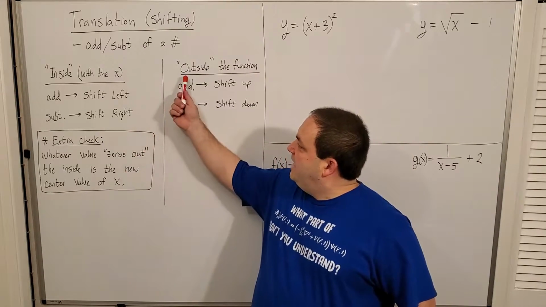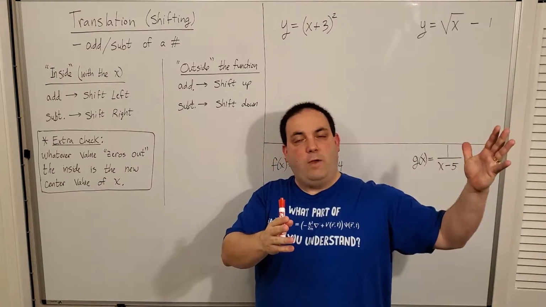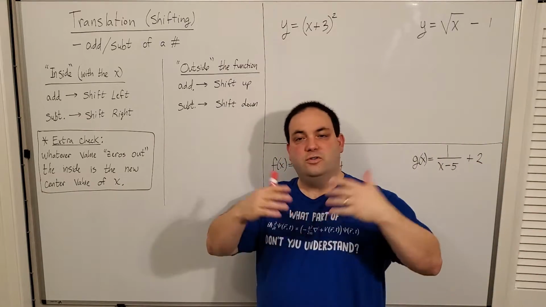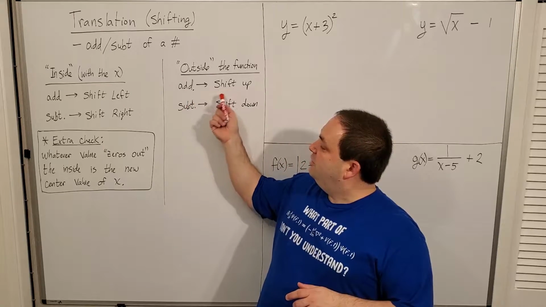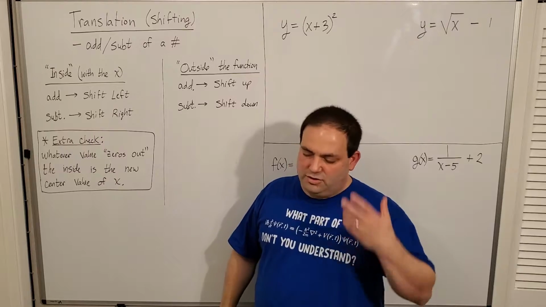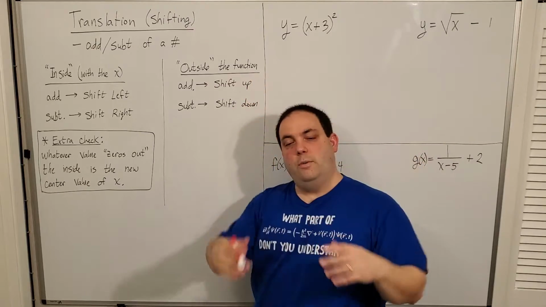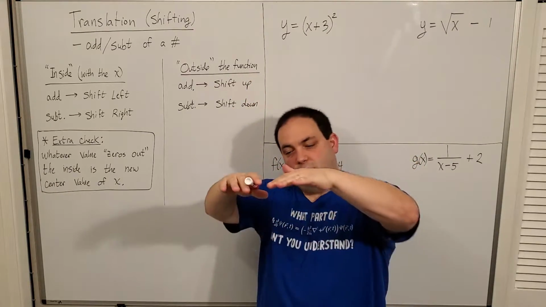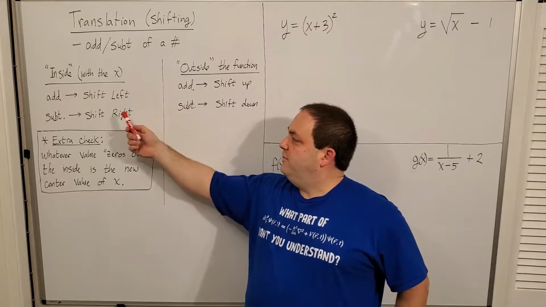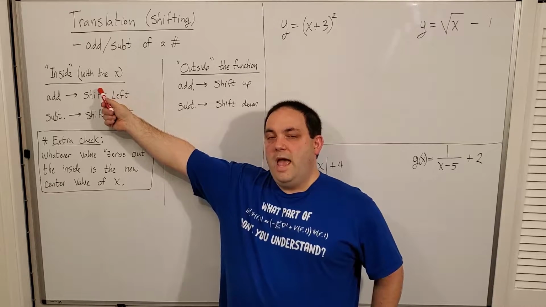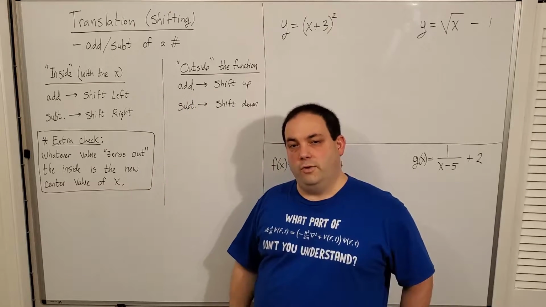Vice versa, anything on the outside of the function, so that would be something on the outside of parentheses, outside of the radical hood, outside of the absolute value bars, not inside of the fraction, whatever. If you add, you get a shift up. If you subtract, you get a shift down. That should feel more like it's making sense, right? Because I'm adding to the outside of the function, it'll make the whole function go up. If I'm subtracting from the outside of the function, it'll make the whole thing go down. So if you're looking for which way to shift, you have to determine if the number's being added or subtracted on the inside or the outside, and then whether it's addition or subtraction for each one.